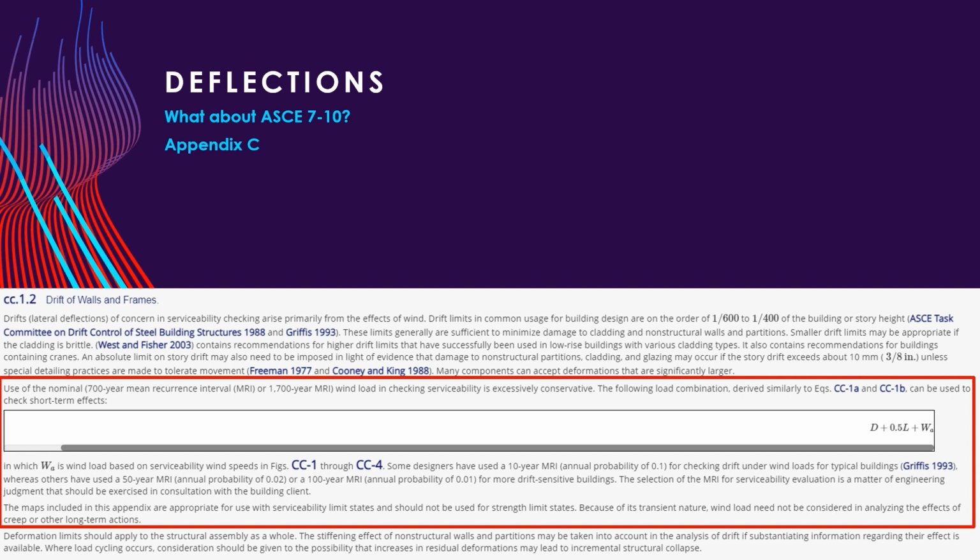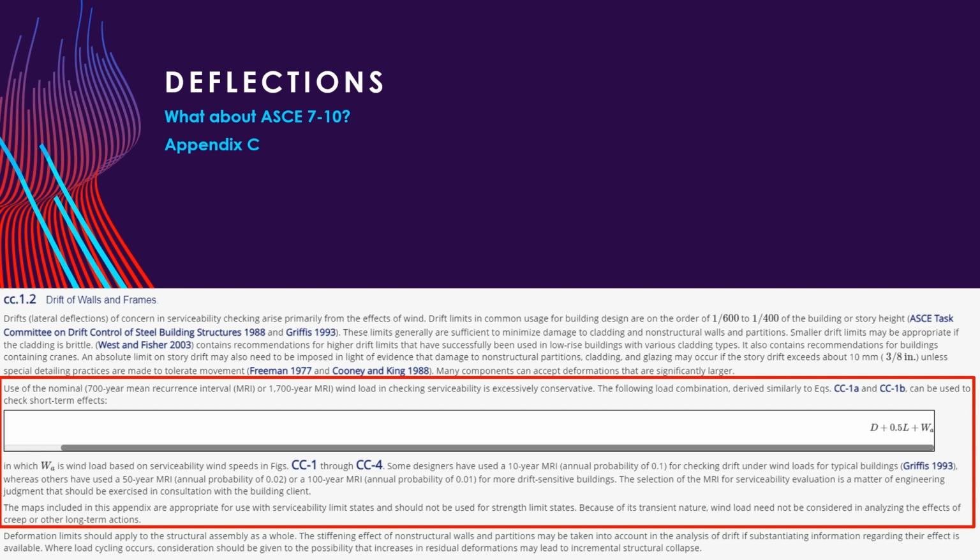Some designers have used a 10-year MRI for checking the drift under loads for typical buildings, whereas others have used a 50-year MRI or a 100-year MRI for more sensitive, drift-sensitive buildings. The selection of MRI for serviceability evaluation is a matter of engineering judgment that should be exercised in consultation with the building client. Notice the term engineering judgment, right? This is not codified. There are some things, of course, but there's a lot of engineering judgment into which, are we going to use 10-year wind or 50-year wind.